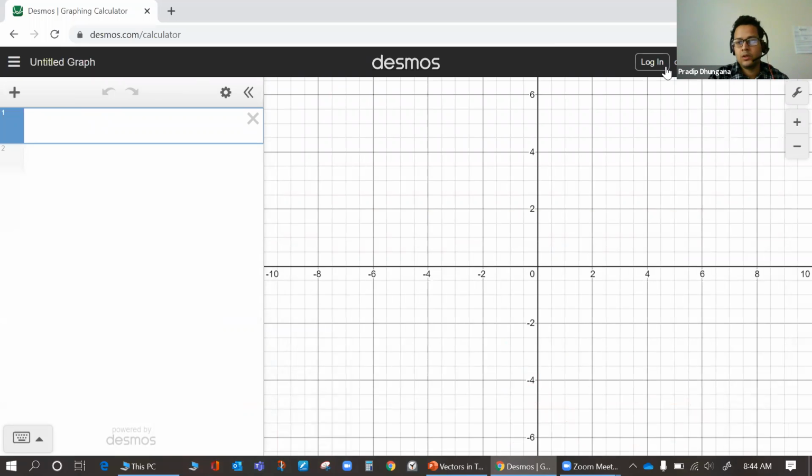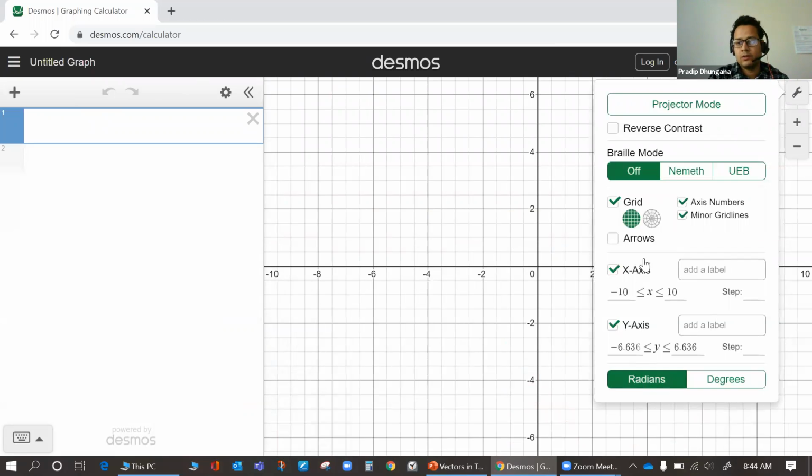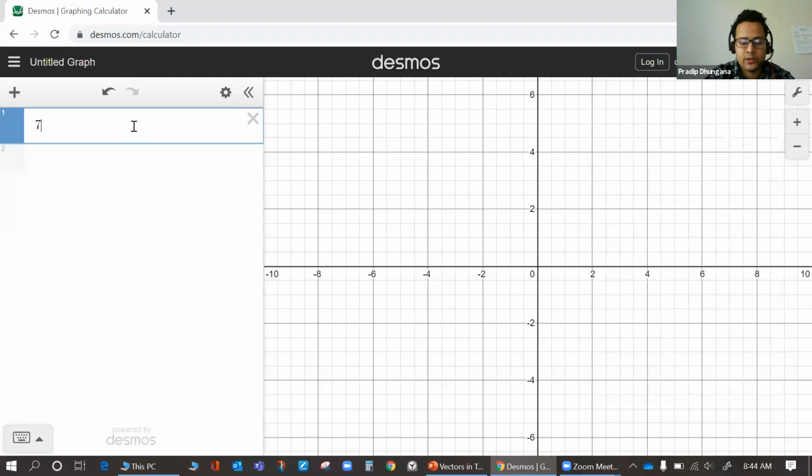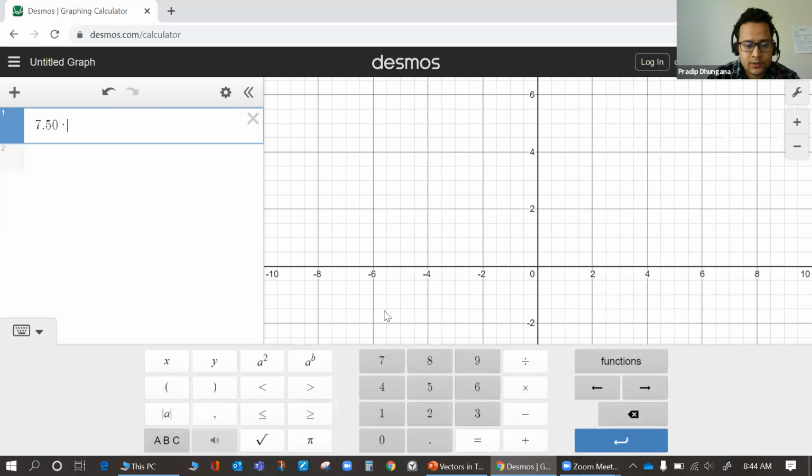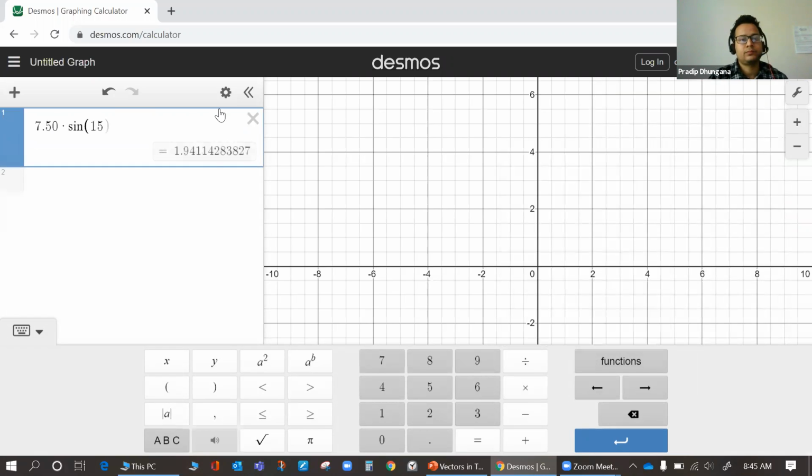First step, go to your settings. Look, by default, your angle is in radian. Convert into degrees. Okay. Now 7.50 and then times. So use that keypad. Times sine 15 degrees, and to find sine, go to functions. You can find all those trigonometric functions here. Sine and then 15. So we got 1.94 kilometers.